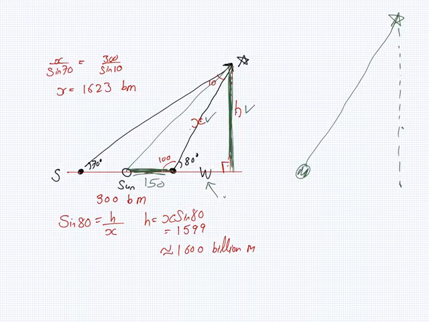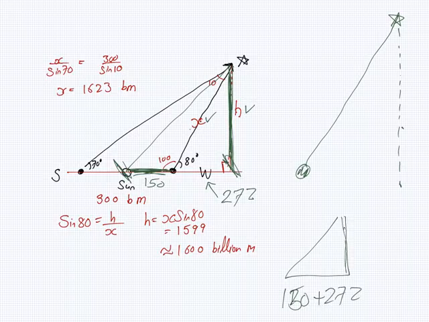So this distance here is 272. So how much from here to here? 150 plus 272. And how much is this distance? We said 1600, isn't it? So can we get this distance?